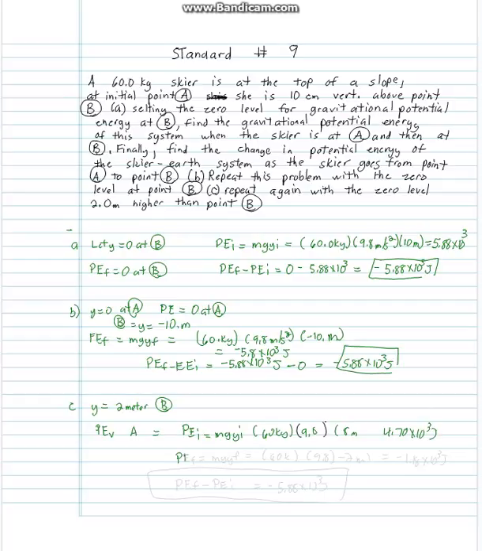We get potential energy final equals mg Y final, so again plugging in our numbers, 60 kilograms times 9.8 and negative 2 meters. We end up getting a negative 1.18 times 10 to the third joules. And we've got potential energy final minus potential energy initial, which equals negative 5.88 times 10 to the third joules. And that is our final answer for part C.